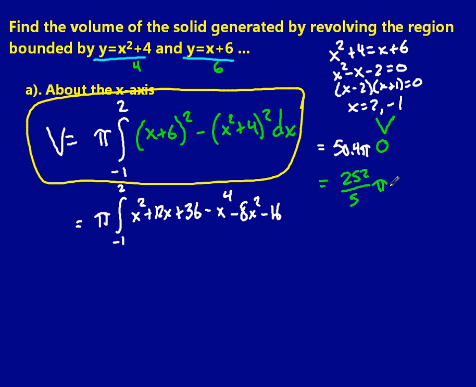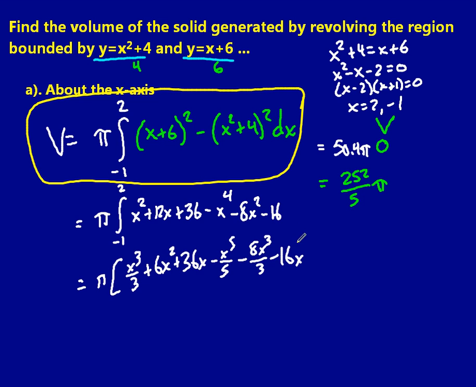Now just so you can see where that was coming from, you would take the antiderivative here. It'd be x cubed over 3. You'd have 6x here, or 6x squared, I'm sorry. This would be 30x squared. You'd have a minus x to the 5th over 5. You'd have a minus 8x cubed over 3. And you have a minus 16x. And we got to plug in -1 and 2.